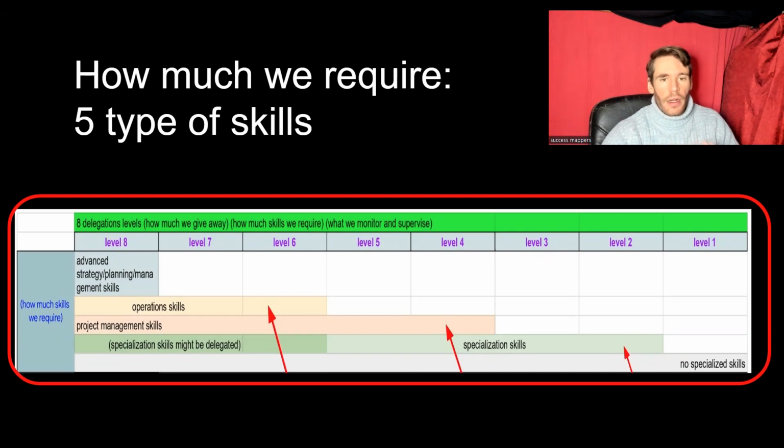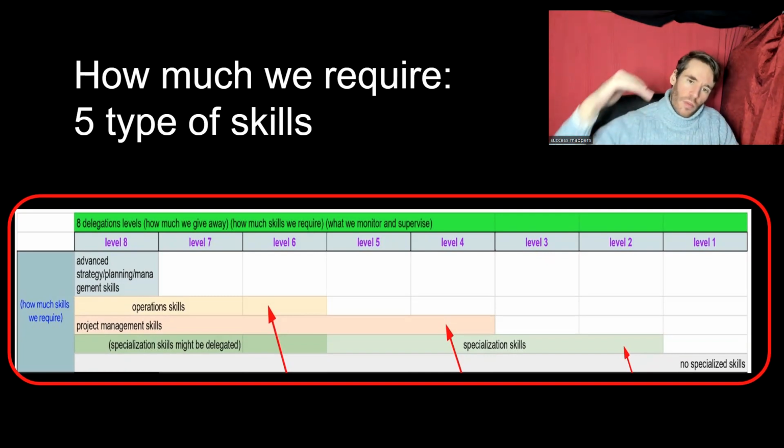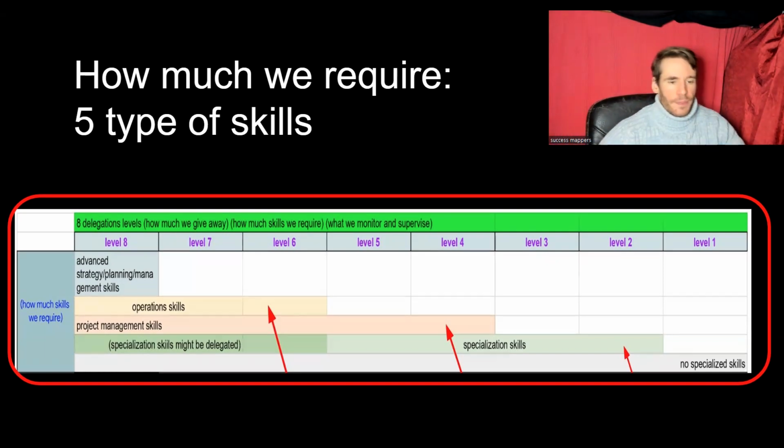And then level 8 is the highest level, and the one that is more risky to hire, because you need to really hire the right person, is when you also add to the skills advanced strategy skills, management, planning, prioritization. And this is serious C-level or management level people. But what you need to understand from this is that the more you go up, the more you add specialization, project management, operations, and advanced management skills.